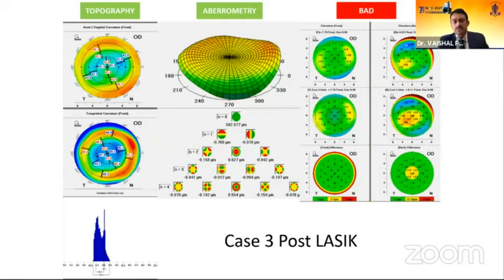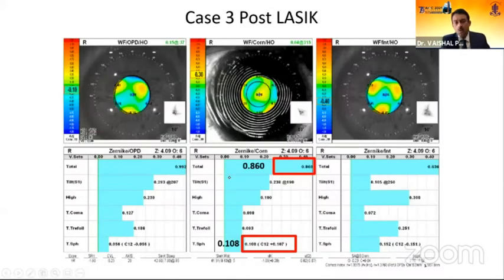So this is a post-LASIK case where again there is a good peak in the EKR map and the aberrations are quite controlled. Here also you can help, and this is how we can decide whether a premium IOL can be implanted or not. Here the total aberrations are quite high, around 0.86, and you can see the point spread function is also high. Here, mind you, the spherical aberration is not that high, but the other aberrations are high. So this again could be a problem.